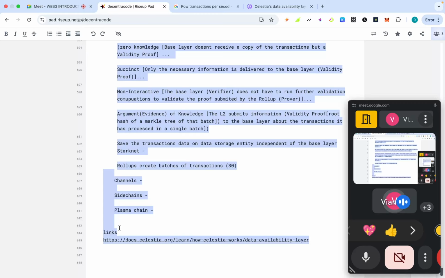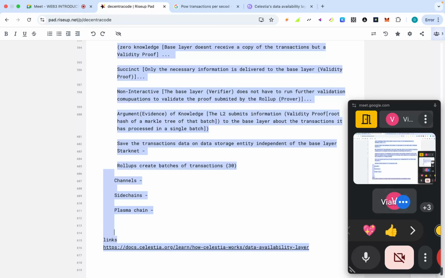Of course, it has its own protocols and how it accepts data, but we shall not go through that now. What I wanted to say is that when the transaction data is stored somewhere independent of the base layer, one of the services it uses is Celestia. Just for you to understand, this is how a validity rollup operates. It stores data somewhere else, then only provides evidence of the existence of that data on the base layer. Is that clear?